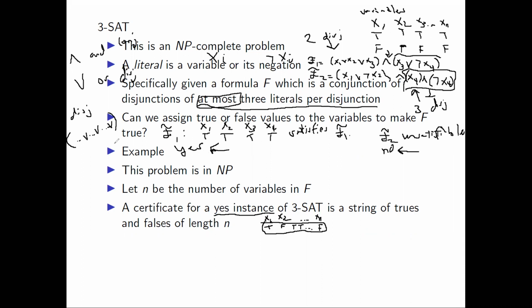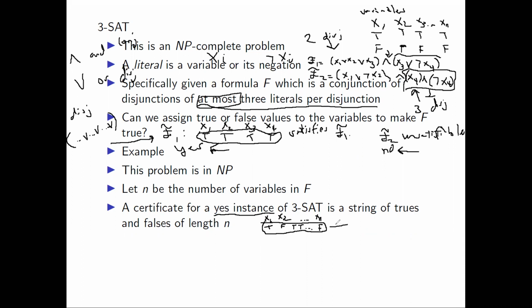I'll give another example of one of these certificates. For the instance that we saw up here, F1, that's another yes instance. Its certificate would be right here. Notice that F1 has multiple certificates we can give, and that's fine. It's possible that there are tons of certificates. All you need is a single certificate that can show that the answer is yes.